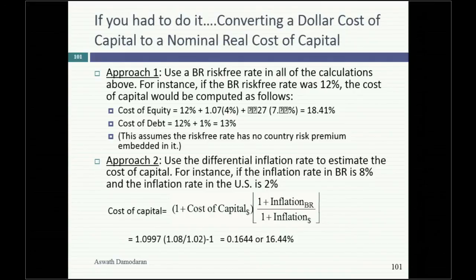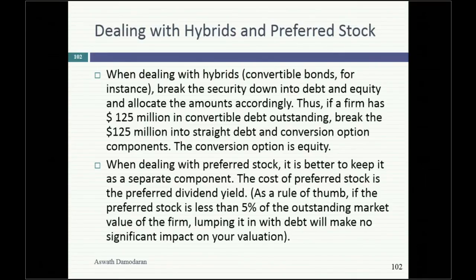So for those of you working in a different currency, this is actually the safer route. Do everything in dollar terms till the last stage, then use the differential inflation to adjust. And you can move back and forth between currencies. And if you want to make it a real cost of capital, no problem. Just take the inflation entirely out of it. You've got a real cost of capital. Okay? So it's a very effective way in which you can deal with different currencies.